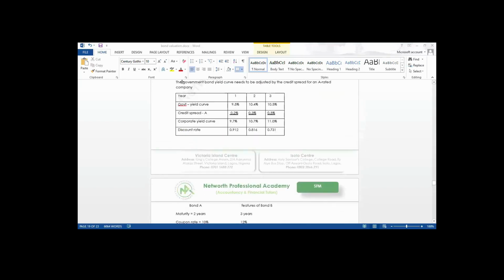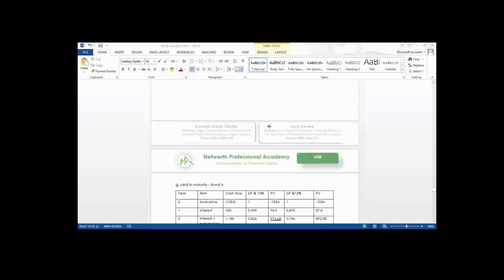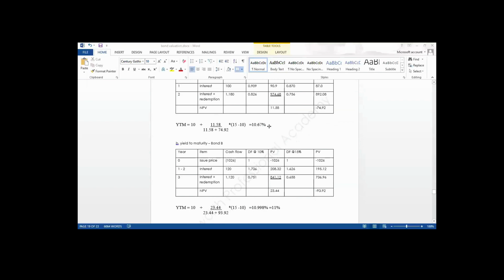The rate in year 1, 9.7. The rate in year 2, 10.7. Rate in year 3, 11. So where you have different rates, you cannot do annuity. But under yield to maturity, we are looking for the rate that equates the present value of inflows to the present value of outflow. So we can do annuity here.